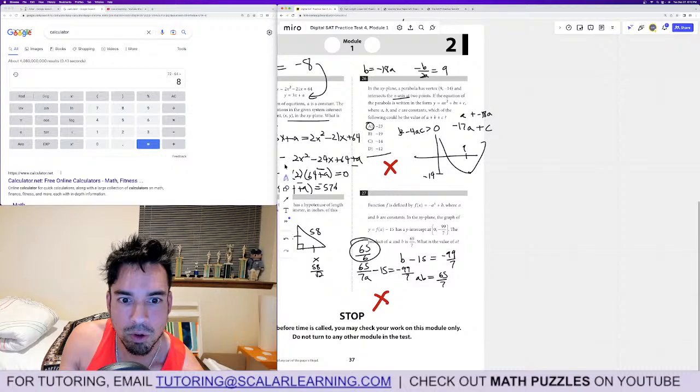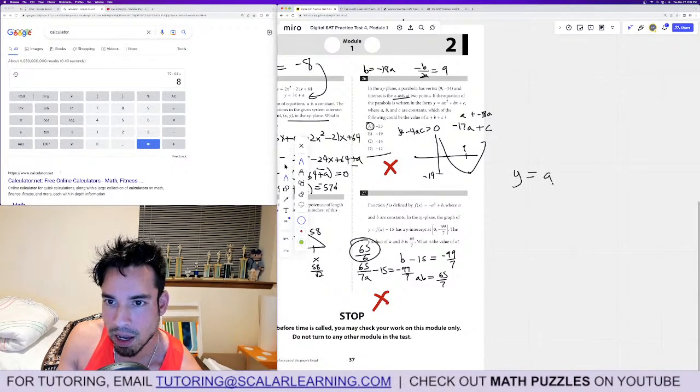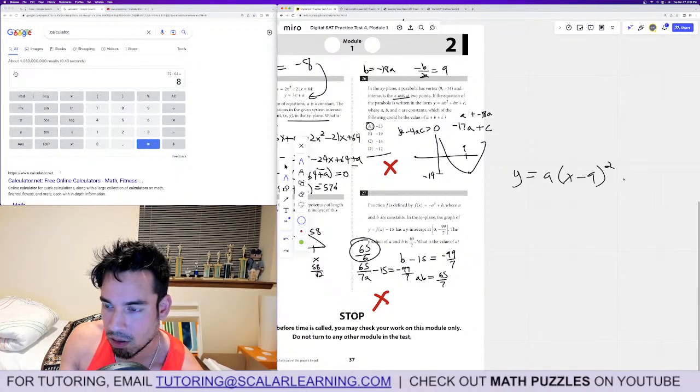Oh wait, maybe if you go in vertex form, this would have been easier. Y equals a times x minus 9 squared plus or minus 14. I don't know if that helps. And then you multiply it out and you get a times x squared minus 18x plus 81 minus 14. Does that help?